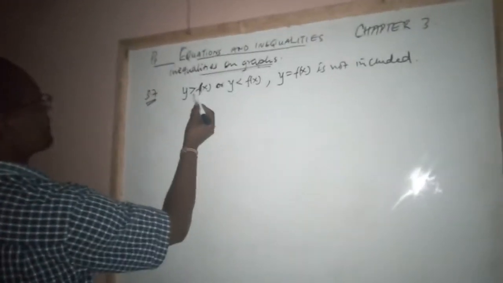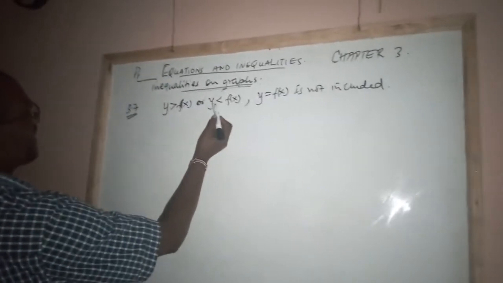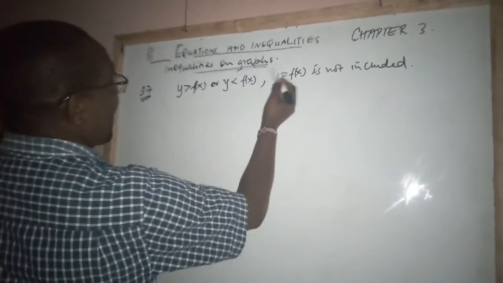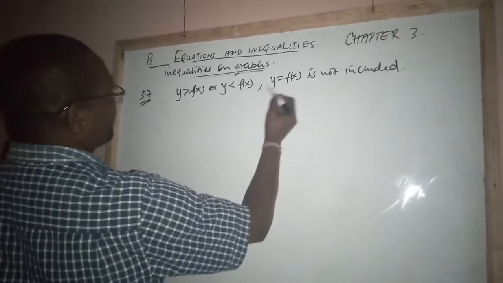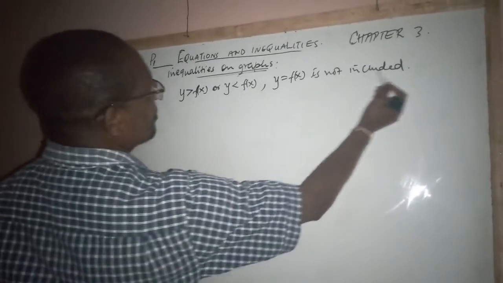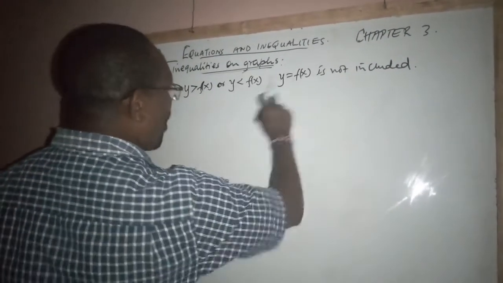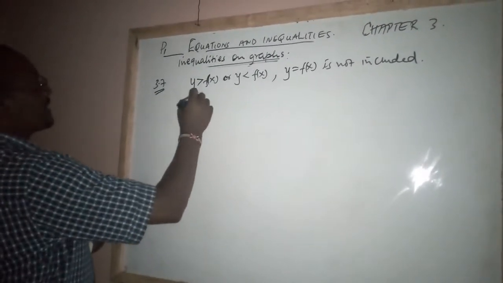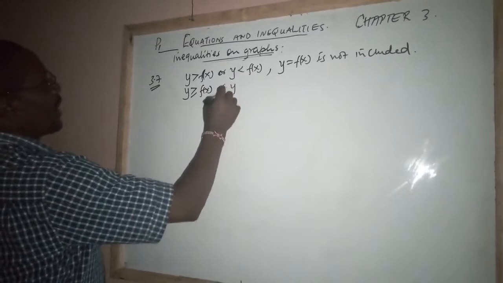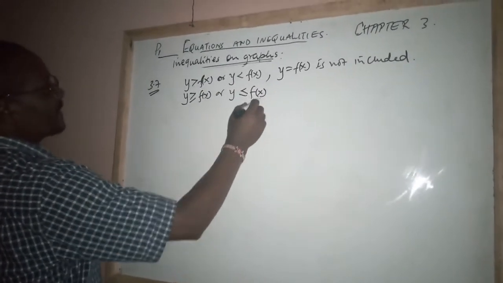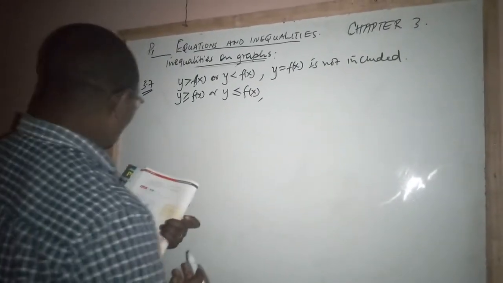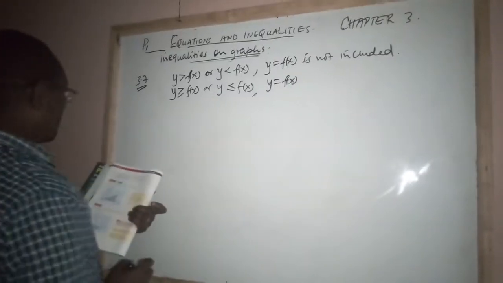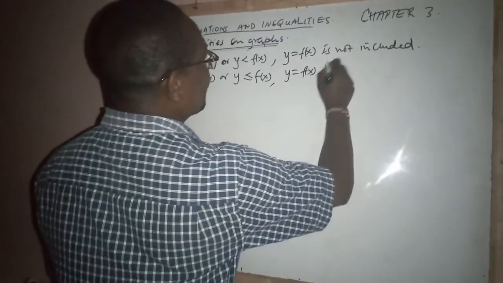There is no aspect of equals to. y is less than; there is no aspect of equals to f(x). That is why along the curve y equals f(x), it is not included. All the values of y along the curve or along the line are not included. But when y is greater than or equal to, or y is less than or equal to the function of x, then the values of y equal to f(x) are all included.